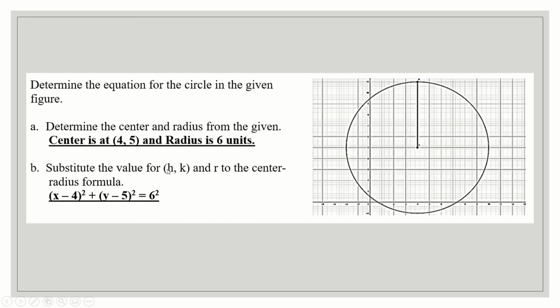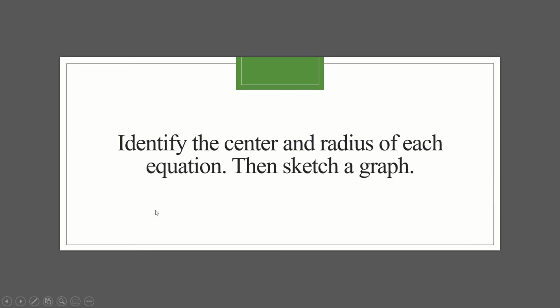Substitute the values for H, K, and R to the center radius formula. So, kapag pinalitan natin yung H tsaka K, that will be the quantity of X minus 4 squared plus the quantity of Y minus 5 squared is equal to 6 squared. So, medyo madali itong part na to ng example. Next, let us identify the center and the radius of each equation. Then, sketch the graph.